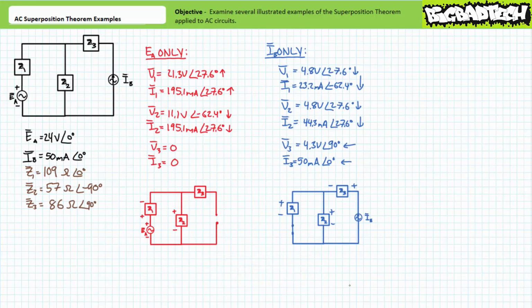Note impedance element Z2 experiences voltage of the same polarity and current in the same direction for both sources. When these two aiding effects are superimposed upon one another, these effects would be additive.